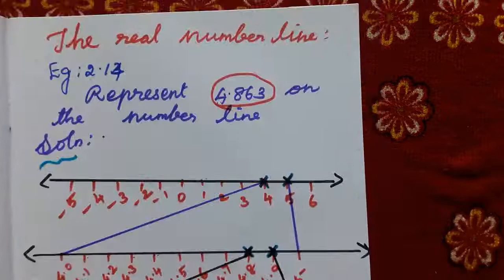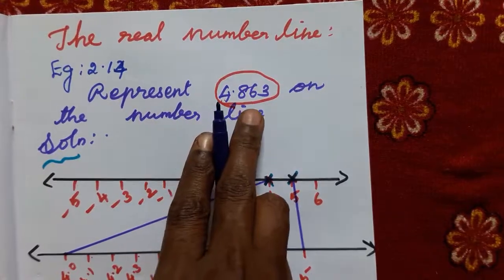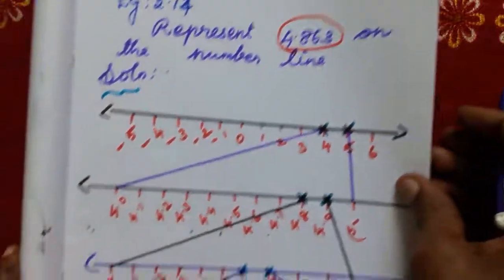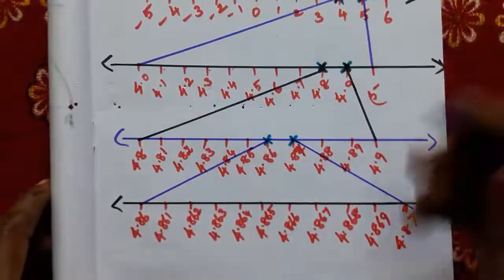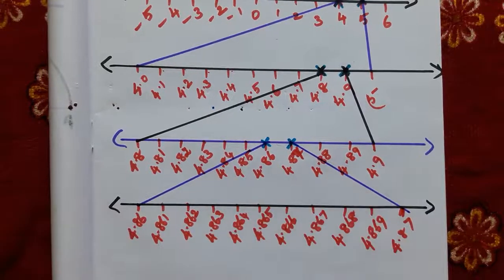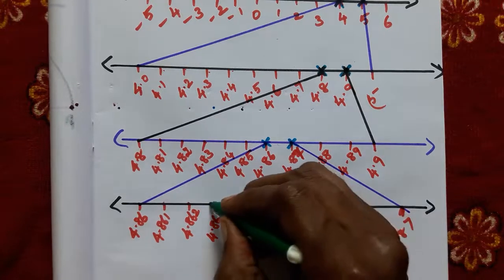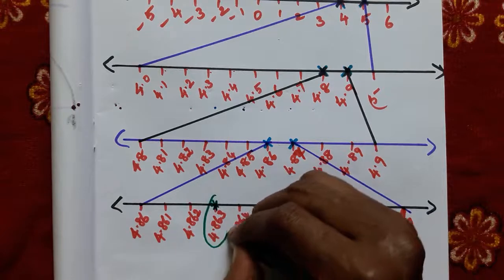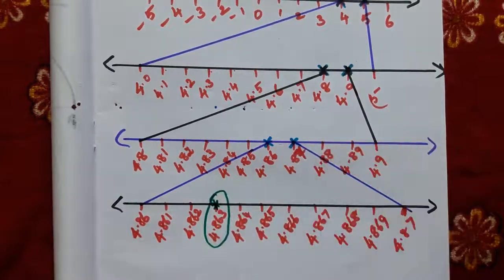What is the question? Represent 4.863. Now you check this number line, whether 4.863 is there. Yes, 4.863 is there. That number only we have to represent. So this is the answer, 4.863. Okay, clear? Have you understood this?